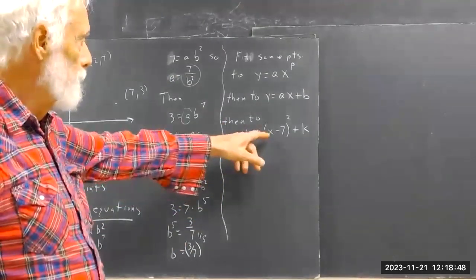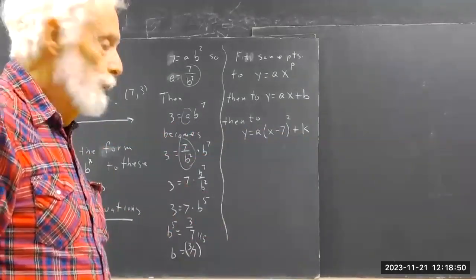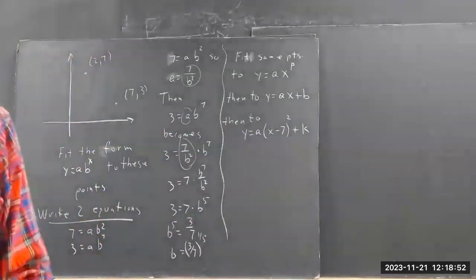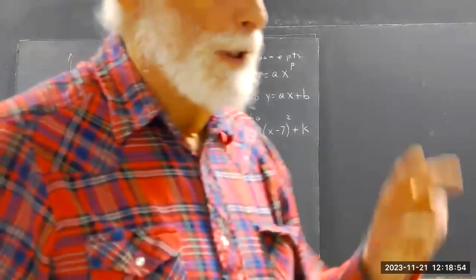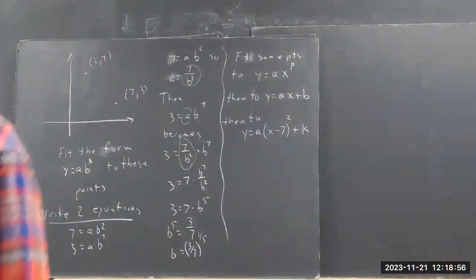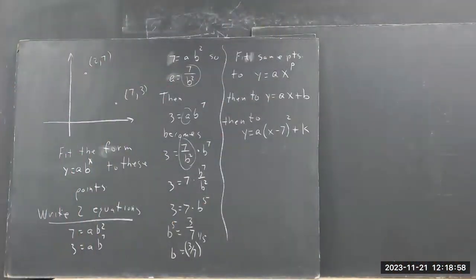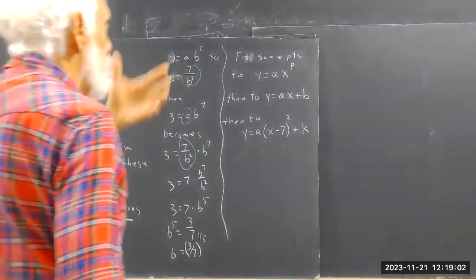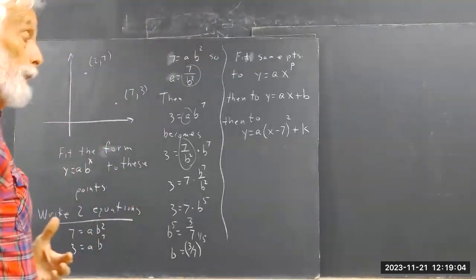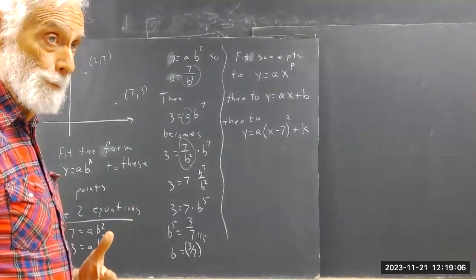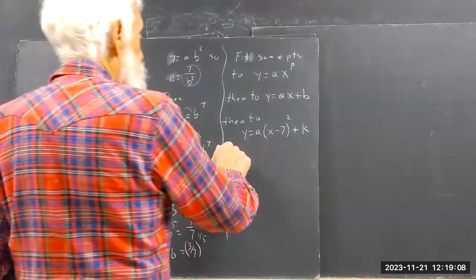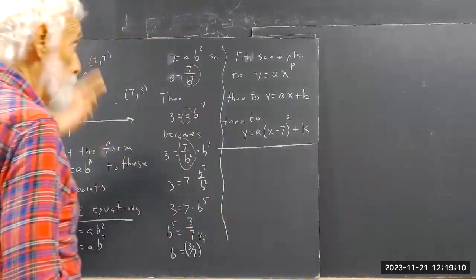Then y equals a times quantity x minus 7 squared plus k. In each case, you only have 2 unknowns. In each case, you get a system of equations. Okay. Now I think you can do this. I'm just going to write down the systems.